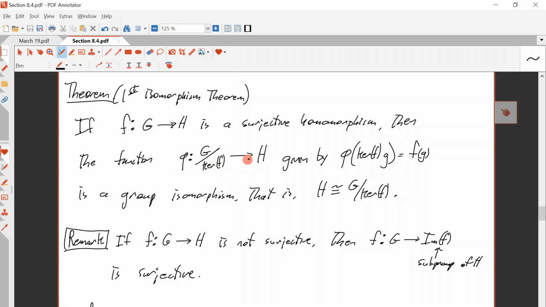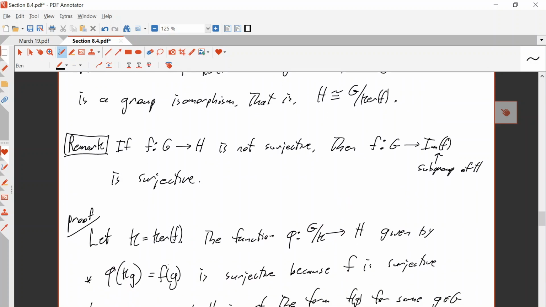The isomorphism is given as follows. Phi from G mod the kernel of f to H, given by the right coset of the kernel of f, right coset g, goes to f of g. But the punchline is this: H is isomorphic to G mod the kernel, the kernel being a normal subgroup, and any normal subgroup giving you a homomorphism. So it's all the same thing.